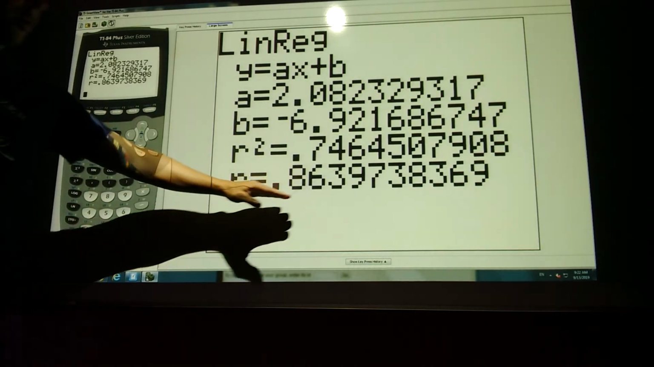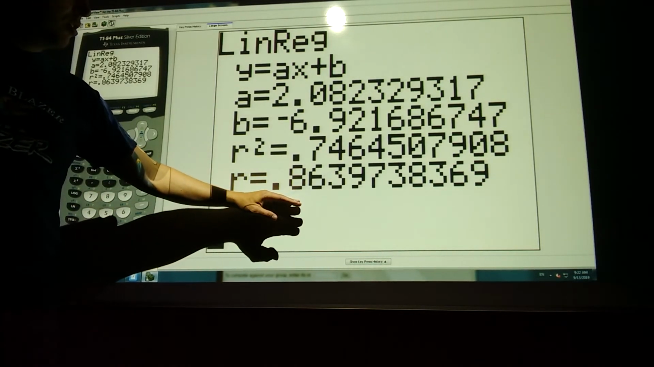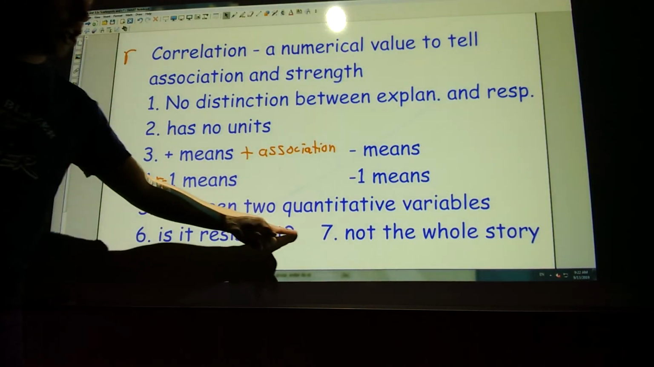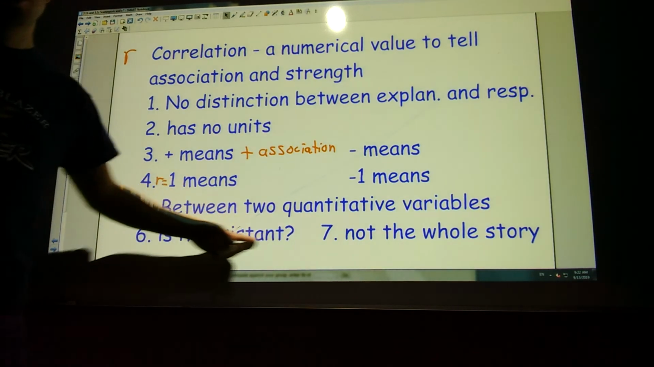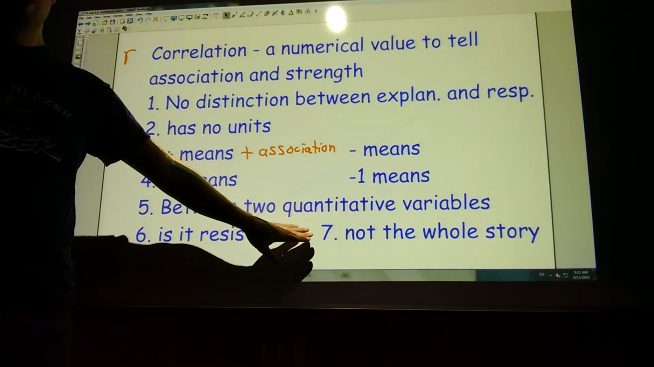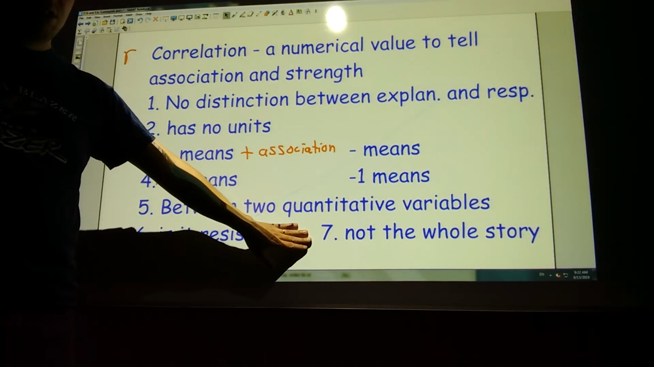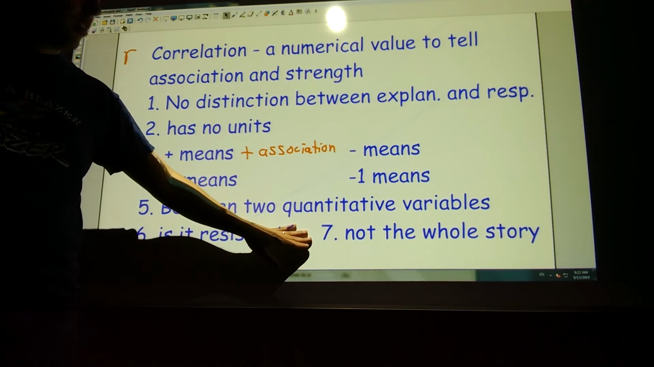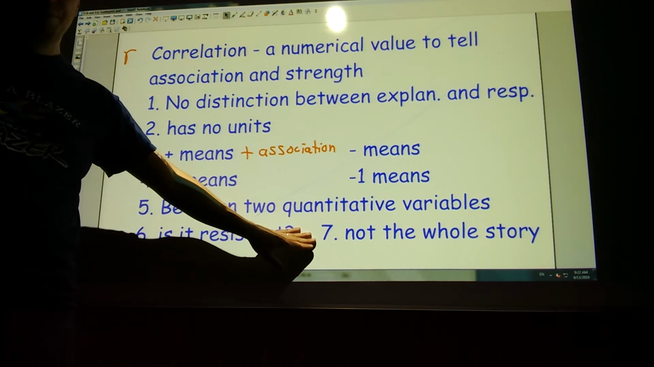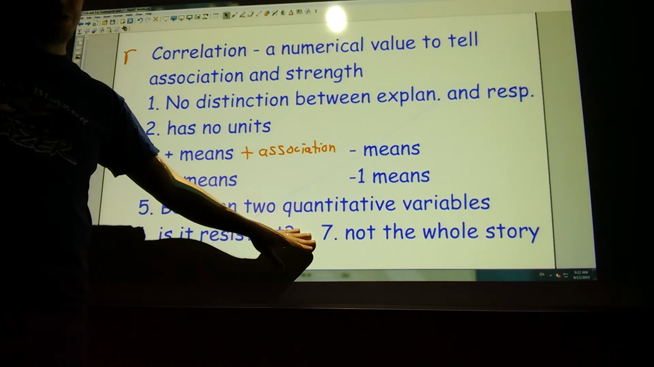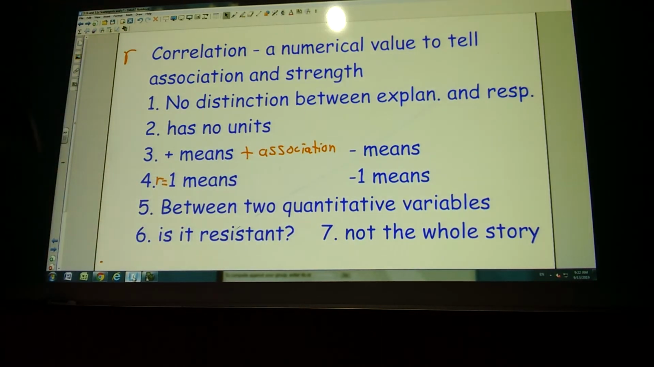And R changed quite a bit. It went from 0.94 to 0.86. So the answer to the question, is it resistant? No, it is not resistant. If I throw a number that doesn't belong, R is going to change a lot. And this is foreshadowing: just because R is close to 1 does not mean it's linear, but we're going to talk more about that later. R is not the whole story. If R is close to 1, or close to negative 1, then it's probably a line, but it's not a guarantee.